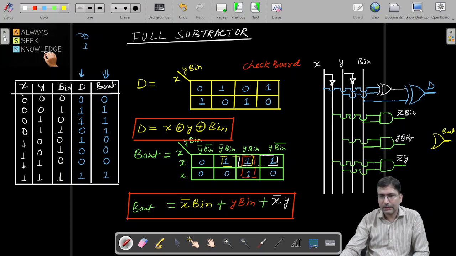Now these lines we can connect like this. Okay, so this is like this.